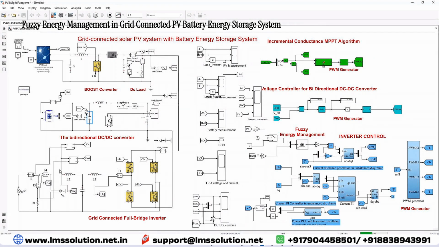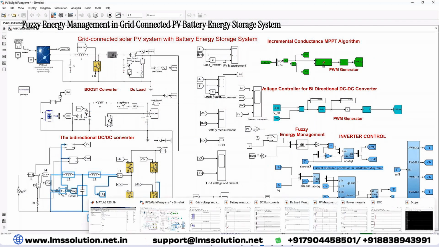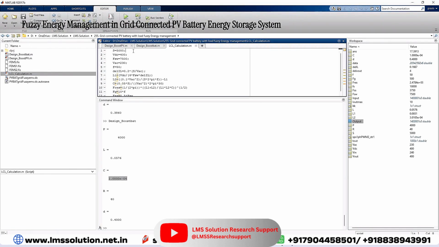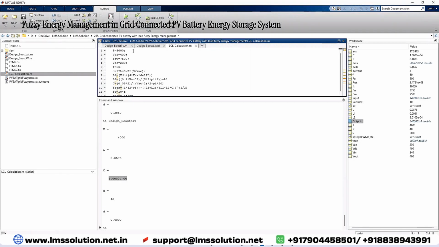Next process, you have to design the LCL filter. The LCL filter is also going to be designed based upon the power rating of the PV, which is 4000, and then the battery, which you told me will deliver 1 kilowatt. So you have to design for 5000. Here I will take 5000 watts. The DC voltage is 400, the switching frequency is 7500, the AC voltage is 230, and the frequency is 50 Hz.